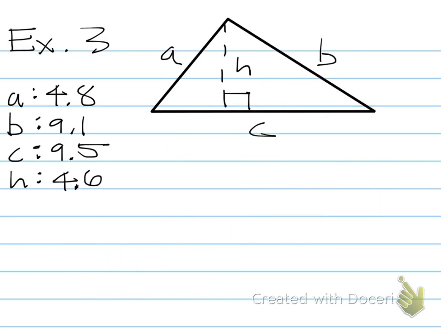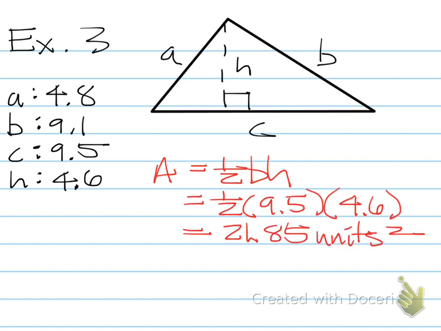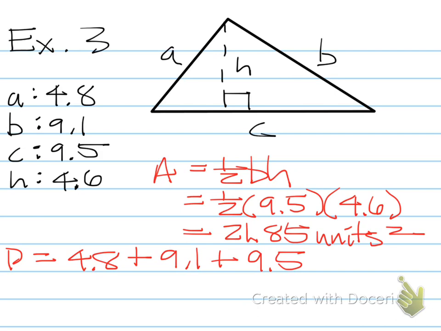Here we have a triangle. Again, the area of a triangle is 1/2 its base times its height. The base is actually letter C because it's perpendicular to the height H. C's measure is 9.5, so 1/2 of 9.5 times 4.6. That gives us 21.85 units squared. And then again, the perimeter is the sum of all the sides. So the measure of A plus the measure of B plus the measure of C. 4.8 plus 9.1 plus 9.5 gives us 23.4 units.